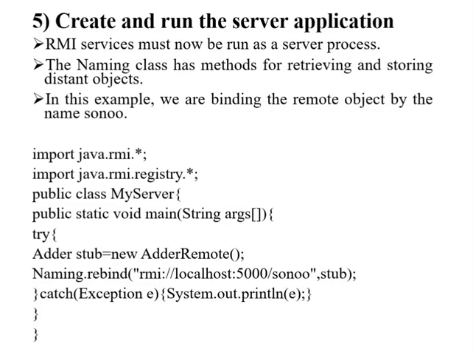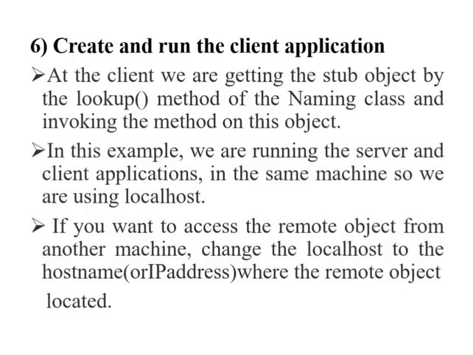Let us consider the example, that is import java.rmi.*; public class MyClient { public static void main(String args[]) { try { Adder stub = (Adder) Naming.lookup("rmi://localhost:5000/sonu"); System.out.println(stub.add(34, 4)); } catch (Exception e) { } } } complete.